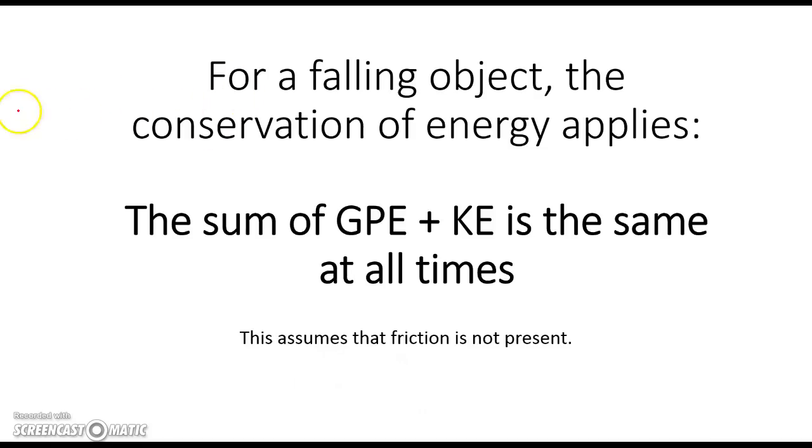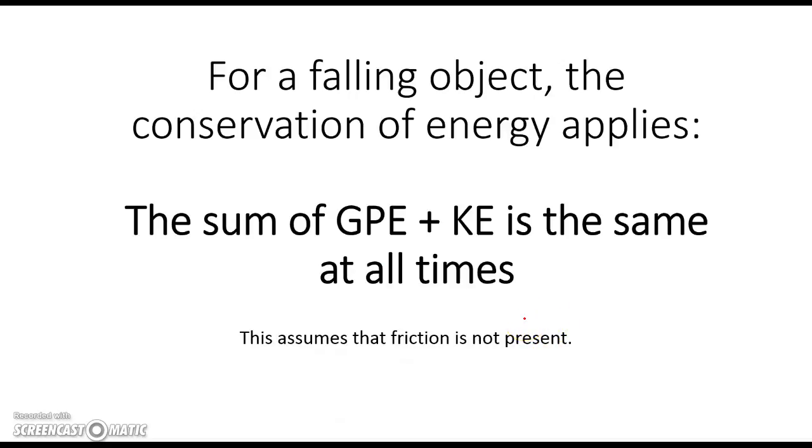For a falling object, the conservation of energy applies. What is the conservation of energy? You will know it as energy cannot be created or destroyed. It can only be converted from one form to another. Another way of expressing it is to say that the sum of the gravitational potential energy plus kinetic energy is the same at all times. This assumes that friction is not present, and for most cases, it can be ignored.